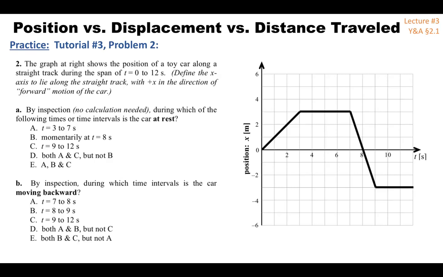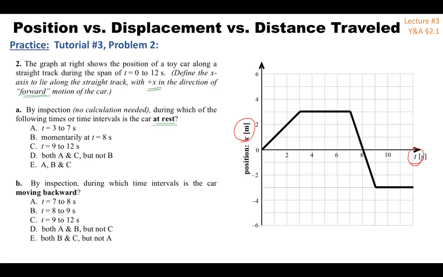When you look at this graph, let's remind ourselves once again that this graph is showing us position on the vertical axis versus time on the horizontal axis. So when you're asked a question, during what time interval is the little car at rest? And again, assume that the x-axis lies along this straight track, so the car can move along the x-axis. And let's define the forward direction or drive to be in the positive x direction. So reverse would be in the negative x direction.